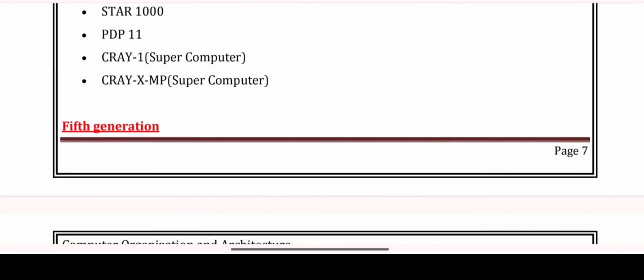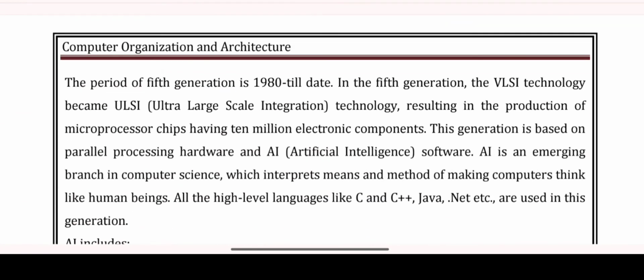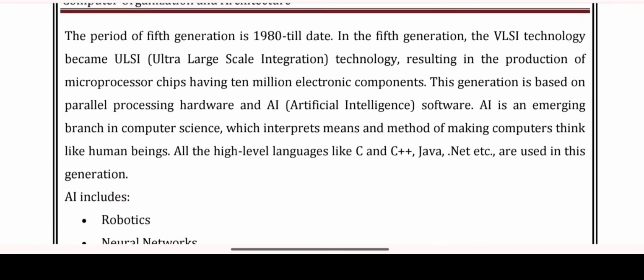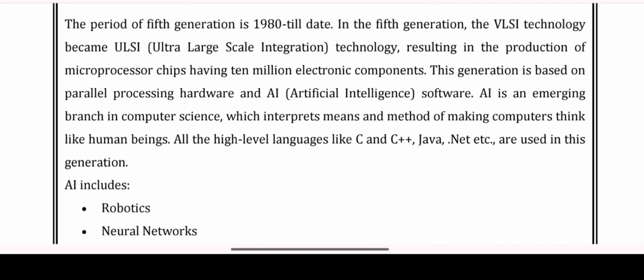Now let's go on to the fifth generation computer. The period of the fifth generation is 1982 till date. In the fifth generation, VLSI technology became ULSI, Ultra Large Scale Integration technology, resulting in the production of microprocessor chips having millions of electronic components. This generation is based on parallel processing hardware and AI (artificial intelligence) software.